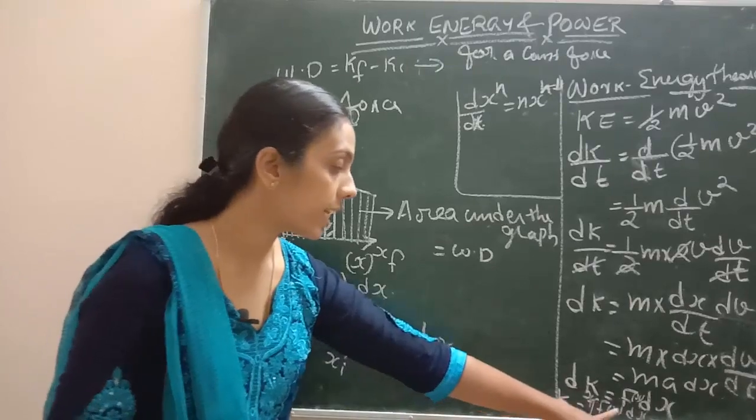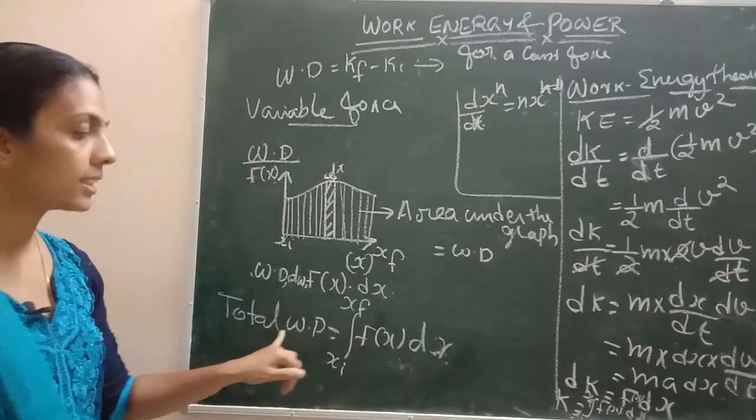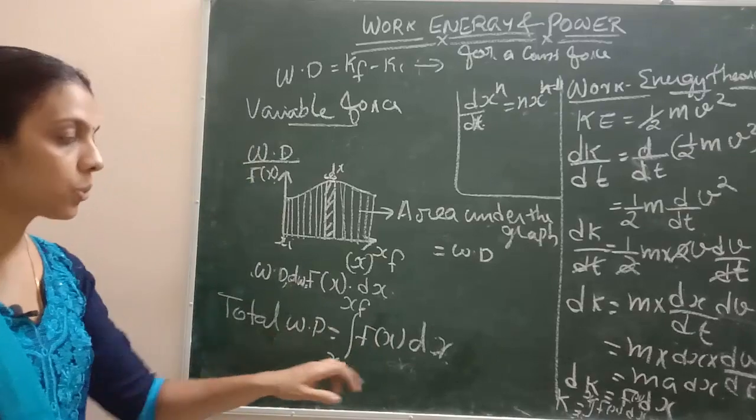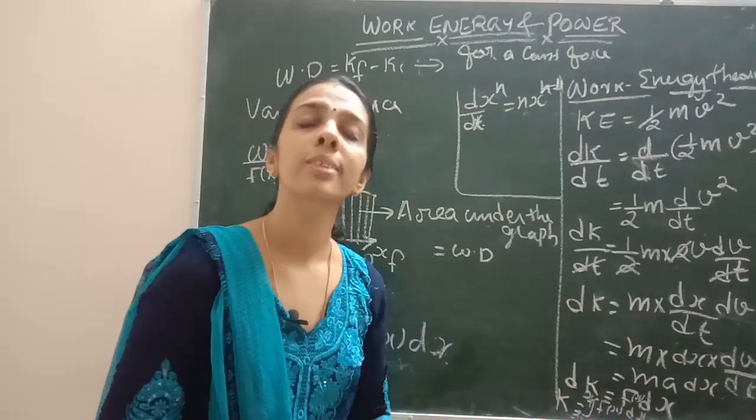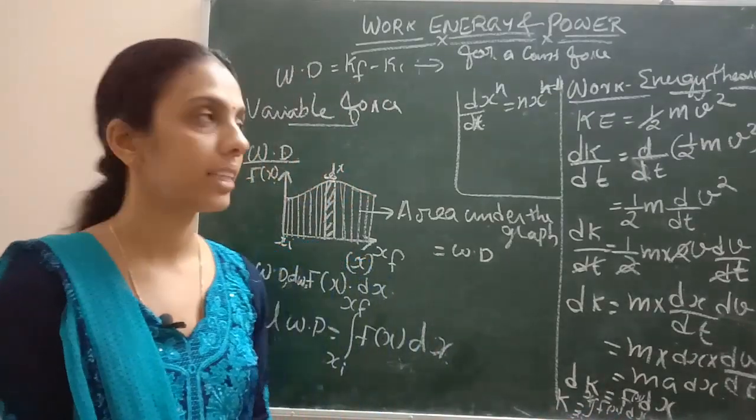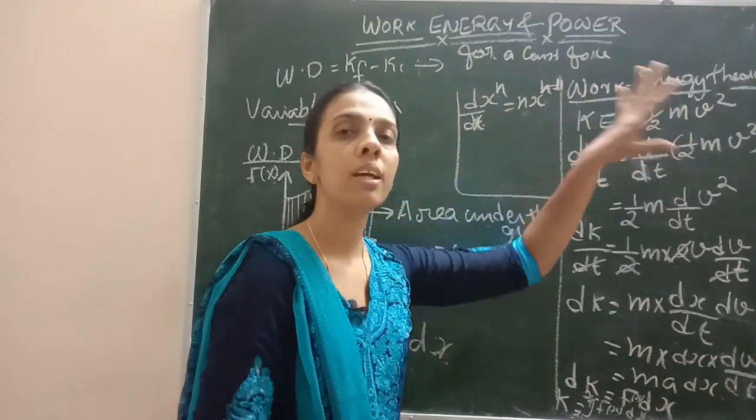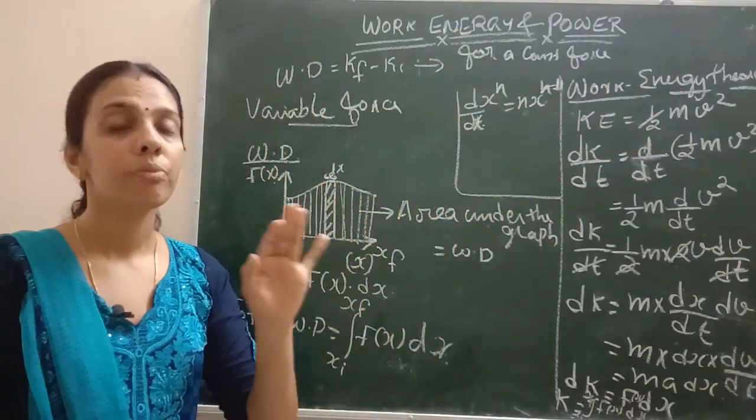What is this integral xi to xf of F(x) dx? That is the total work done. So kinetic energy is equal to total work done. Like that we are getting. So this is how we will be proving the work energy theorem for a variable force.